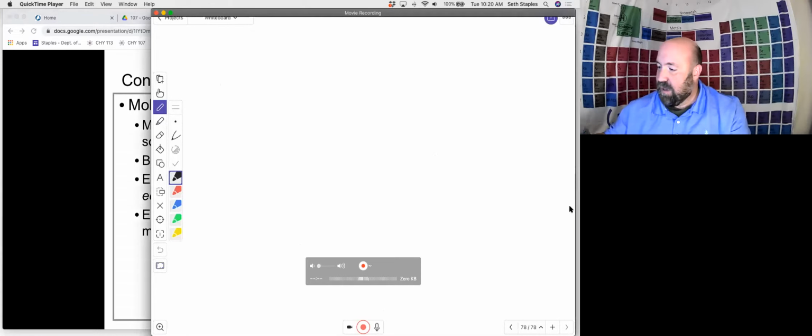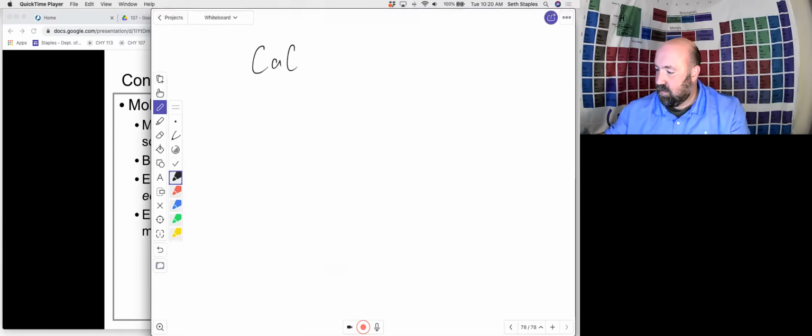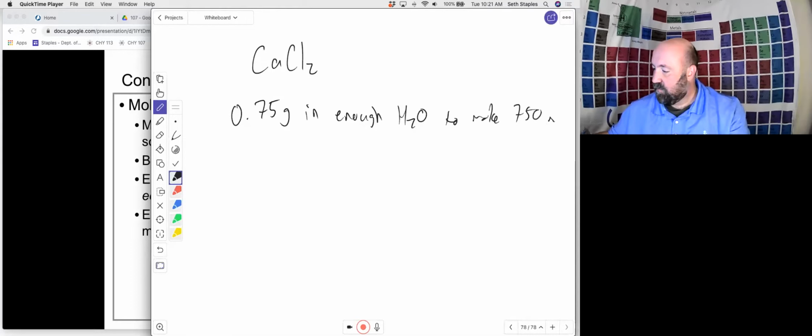Let's say that we have a calcium chloride solution. What we do for this solution is maybe we dissolve 0.75 grams of CaCl2 in enough water to make 750 milliliters of solution. And we want to know what the concentration is in equivalents of our Ca2+ ions.